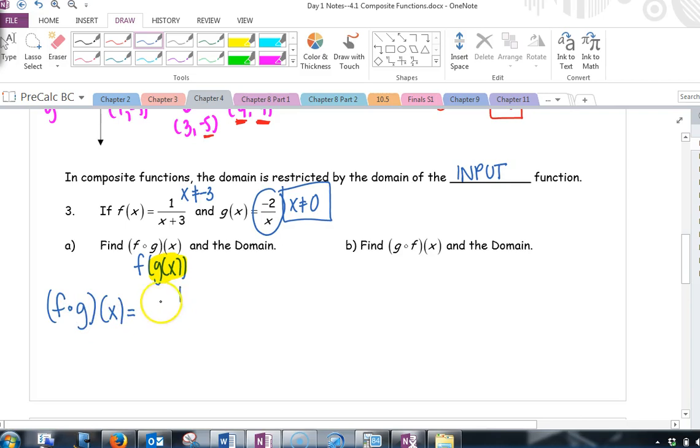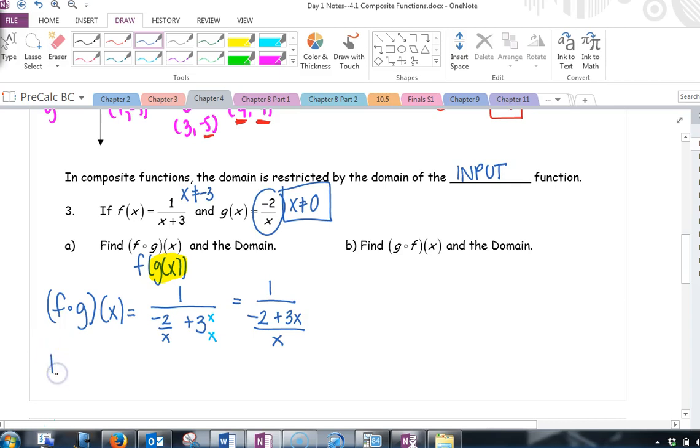Alright, so 1 over, instead of x, I'm putting negative 2 over x plus 3. And then it's going to help me to figure out the domain if I simplify this further. So I'm going to get a common denominator on the bottom by multiplying by x over x. So that's 1 over negative 2 plus 3x over x. And then I'm just going to go a little further with this.